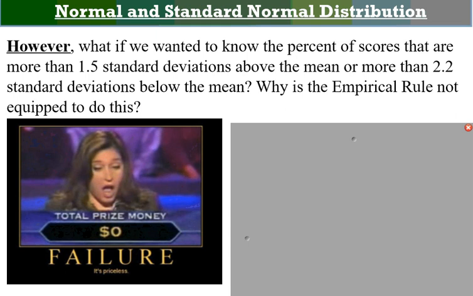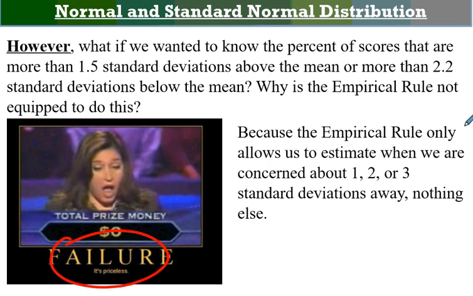However, the empirical rule has some limitations, as we're going to see. What if we wanted to know the percent of scores that are more than 1.5 standard deviations above the mean, or more than 2.2 standard deviations below the mean? Why is the empirical rule not equipped to do this? Why is it a failure? The reason why is because the empirical rule only allows us to estimate when we are concerned about whole number standard deviations. So 1, 2, 3 away. It doesn't allow us to do parts of a standard deviation.